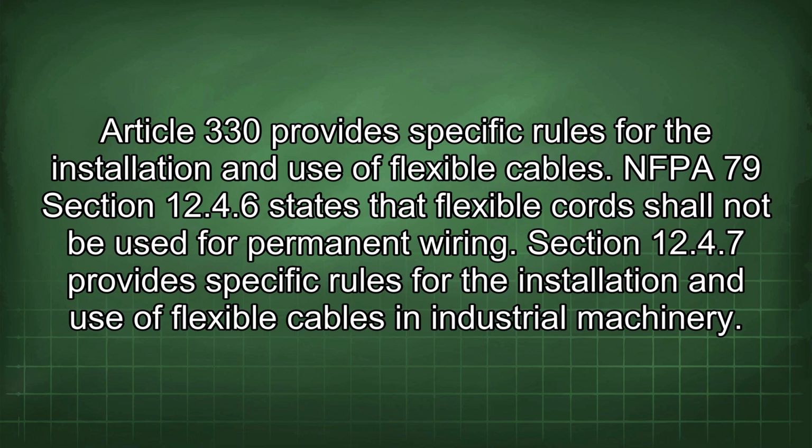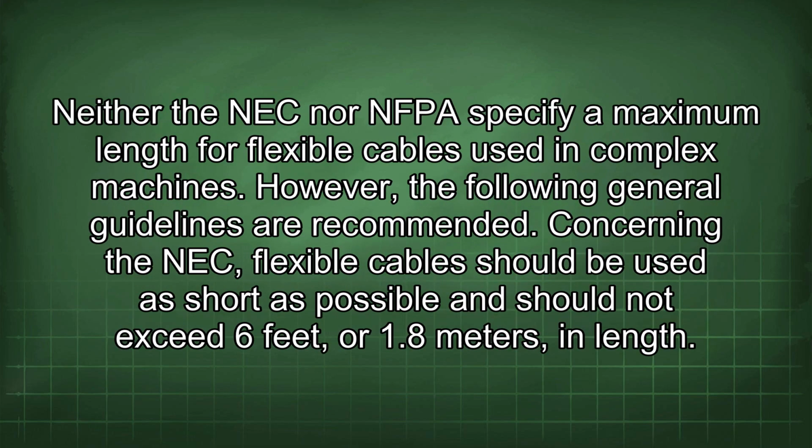NFPA 79 Section 12.46 states that flexible cords shall not be used for permanent wiring. Section 12.47 provides specific rules for the installation and use of flexible cables in industrial machinery. Neither the NEC nor NFPA specify a maximum length for flexible cables used in complex machines. However, the following general guidelines are recommended.